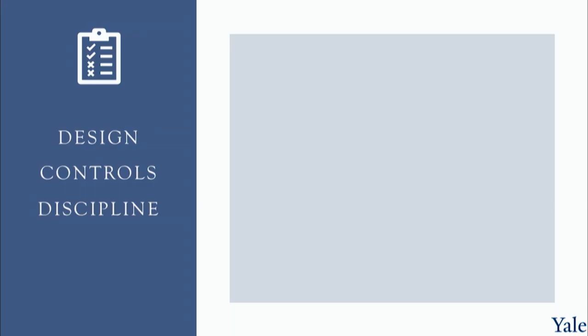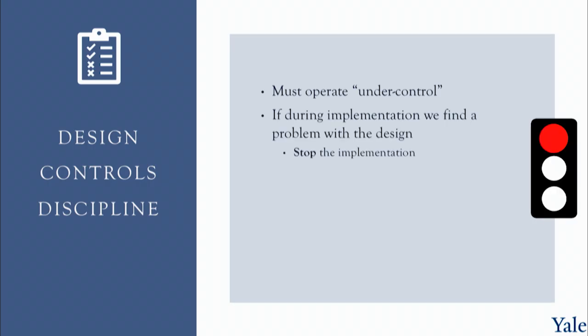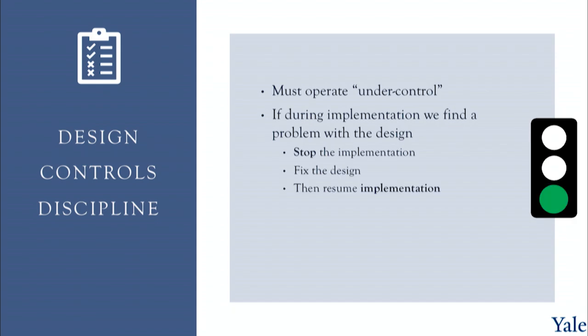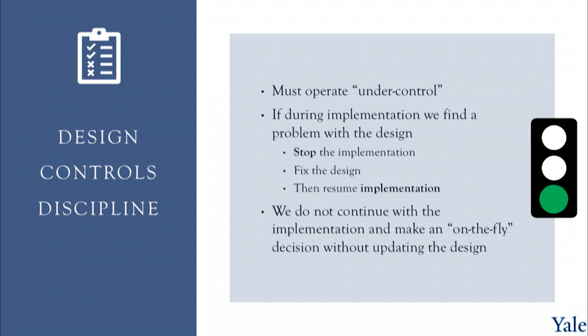So as a final slide, regardless of what process you operate in, you have to maintain design controls discipline. This is back from the FDA guidance, the vocabulary. We must operate under control. So for example, if during the implementation we find a problem with the design, the right way to do things is we stop the implementation, we fix the design, and then we resume the implementation. We do not continue with the implementation and make an on-the-fly decision without updating the design. We'll fix the design later, but let's just fix the code.